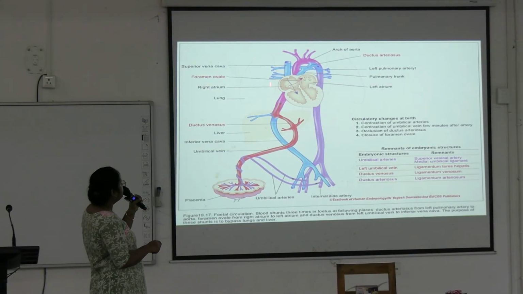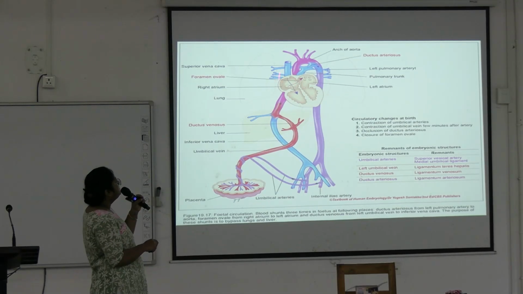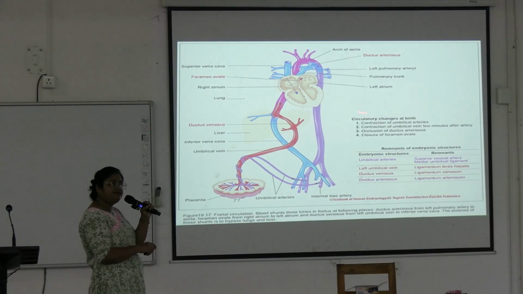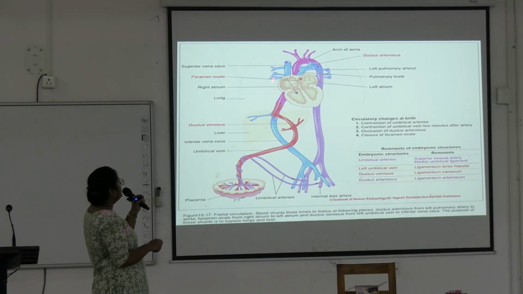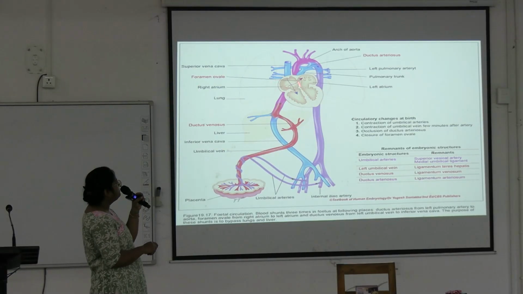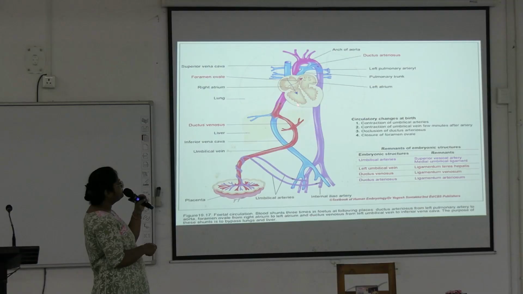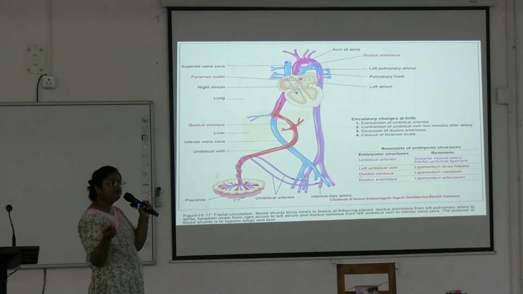Okay. From the right atrium, most of the blood shunts through here. It is mixing with the blood coming from the superior vena cava also. Most of the blood is bypassing the right ventricle. Normally from the right atrium it passes into the right ventricle, and then via the pulmonary trunk into the lungs, in normal adult life.